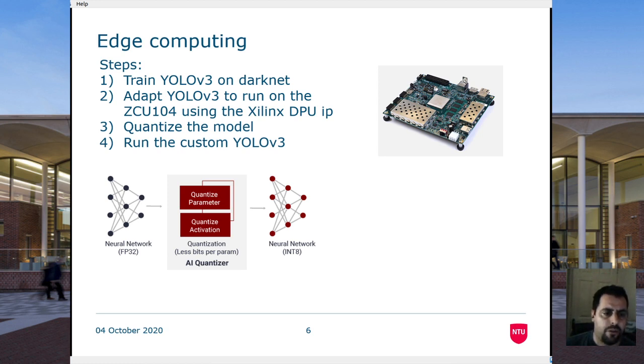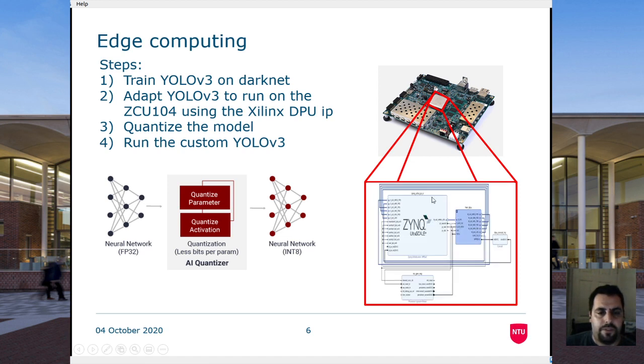Quantize the model. Here we can see that we have a network using, for example, floating point 32 bits, and the AI quantizer converts those weights into integers of 8 bits, and with this allows us to save resources on the field-programmable gate array, and of course run the custom YOLO v3.